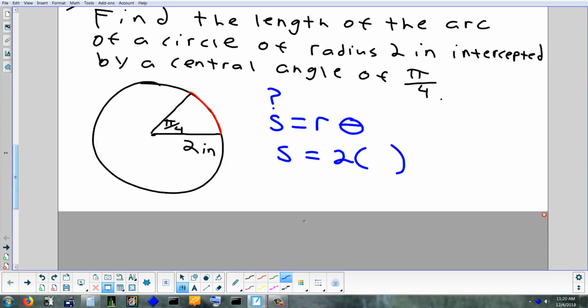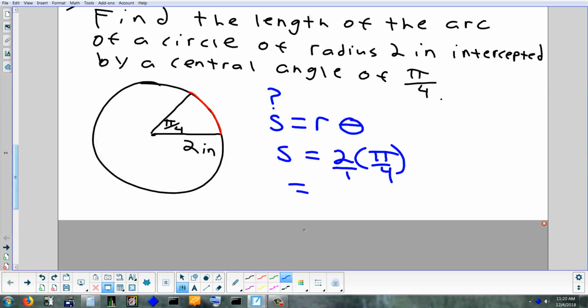And we also must know my angle. The angle is pi over 4. Okay. So now we just multiply. If you want to think of the 2 as a fraction, you can put it over 1. Just multiply straight across. 2 pi over 4. And what is 2 pi over 4 reduced to? Pi over 2. Yep, pi over 2.